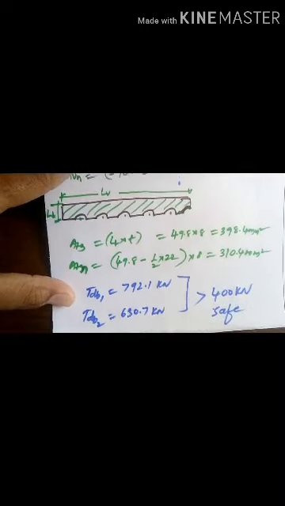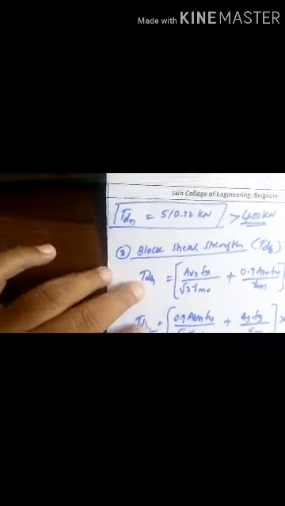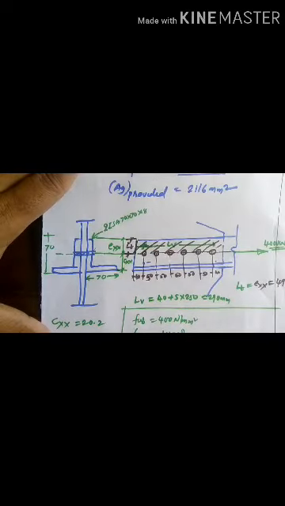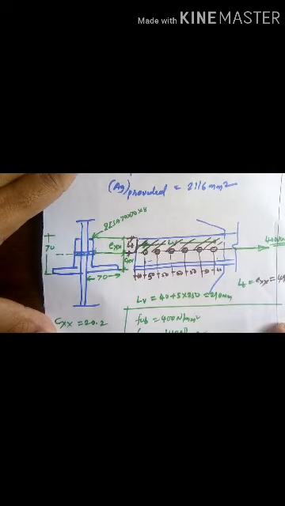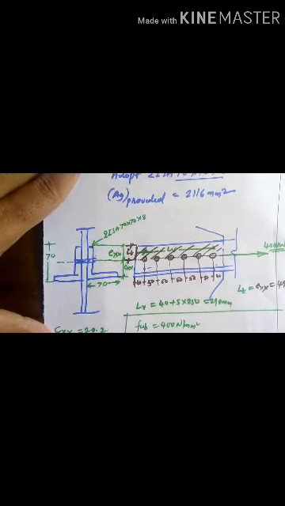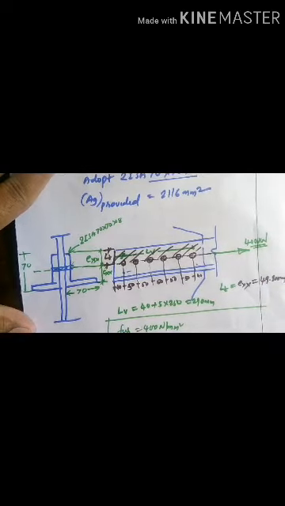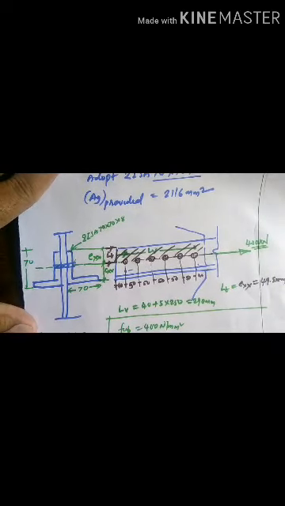When you assign the section, after assigning it you need to check whether this section is safe or not, because a tension member generally will fail in three modes: gross section yielding, net section rupture, and block shear failure. If it is passing in all three modes, then the section assigned is safe. So it is very simple.